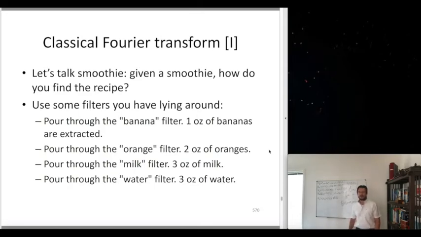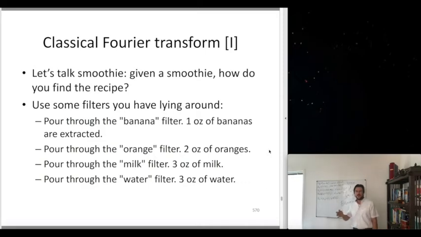How do you find the recipe? So you have the final product, but what's in it? And you may have some filters that you want to apply. So let's say you have the banana filter, the orange filter, the milk filter, the water filter. And what we want to do is apply each of these filters on my smoothie.